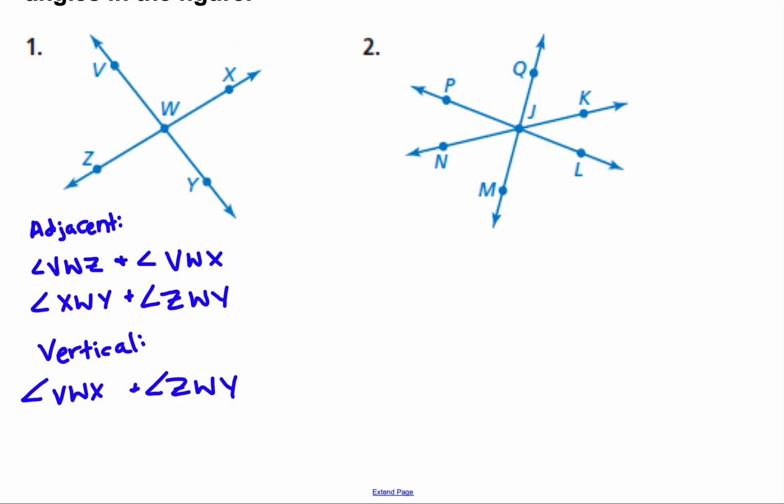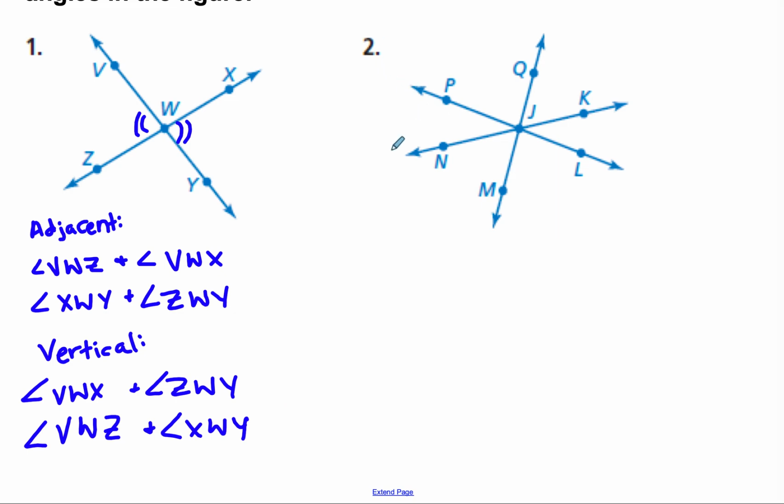Okay, now I need another pair. So I'll go with this one. This one right here. This one right here. These two are vertical. They're across from each other. So angle VWZ and angle XWY.